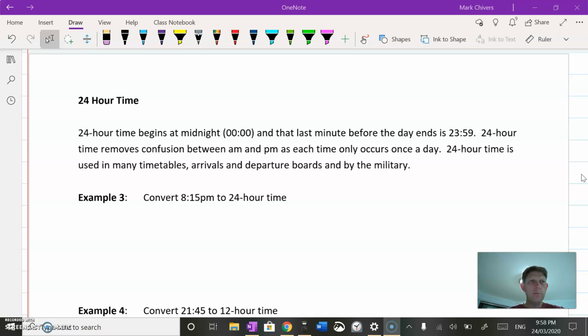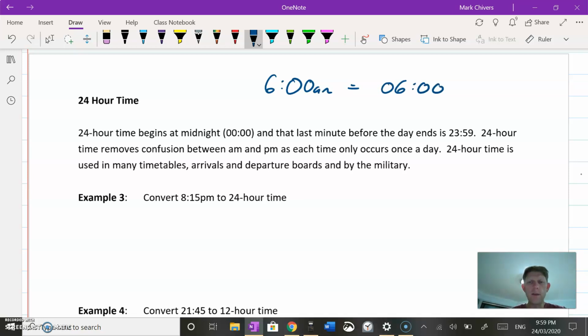And usually we'd write, much like the example I gave before, it'd be written as 0600 hours, so 0600. So I'll just write that up here. So 6 AM would equal 0600. We generally leave the 0 there. It's kind of a symbol that we're using 24-hour time.